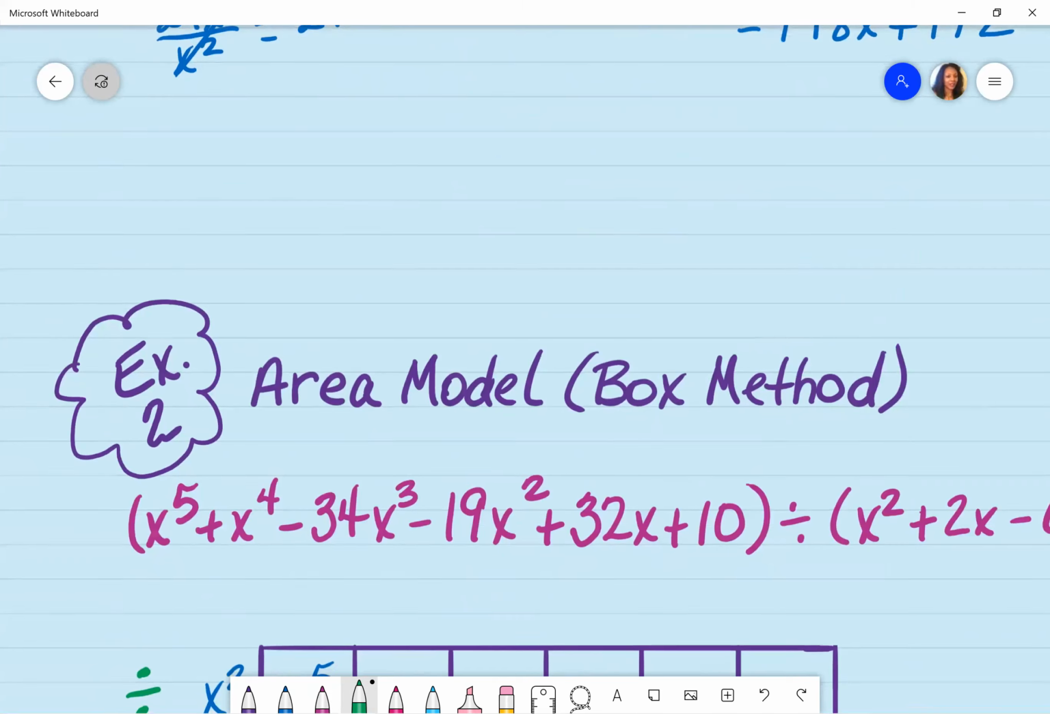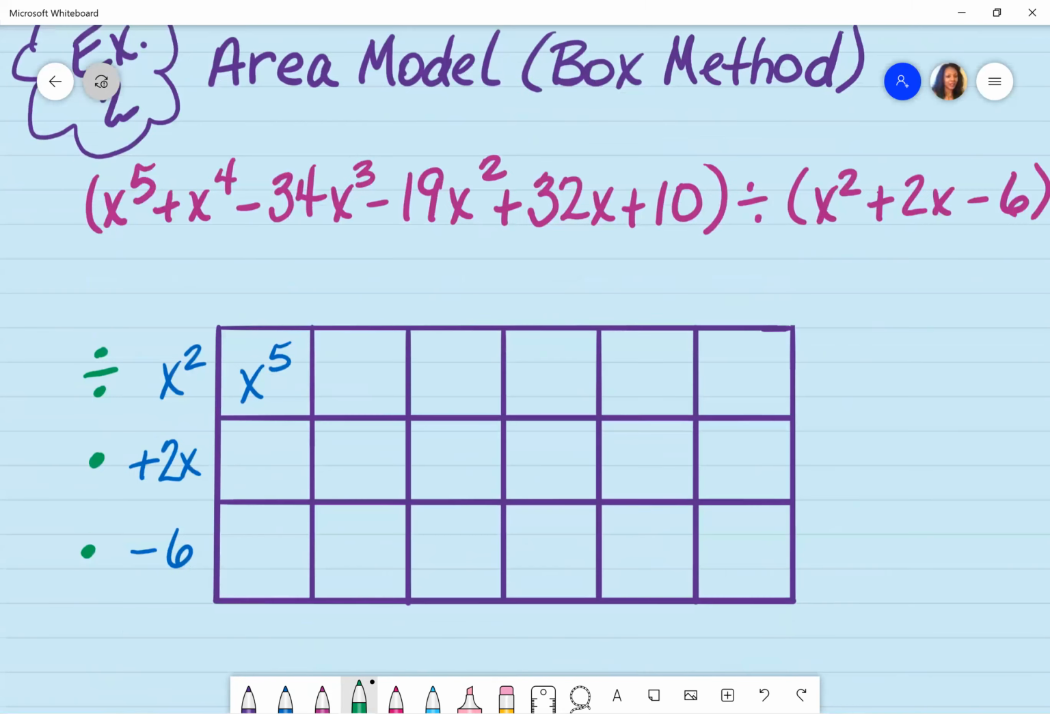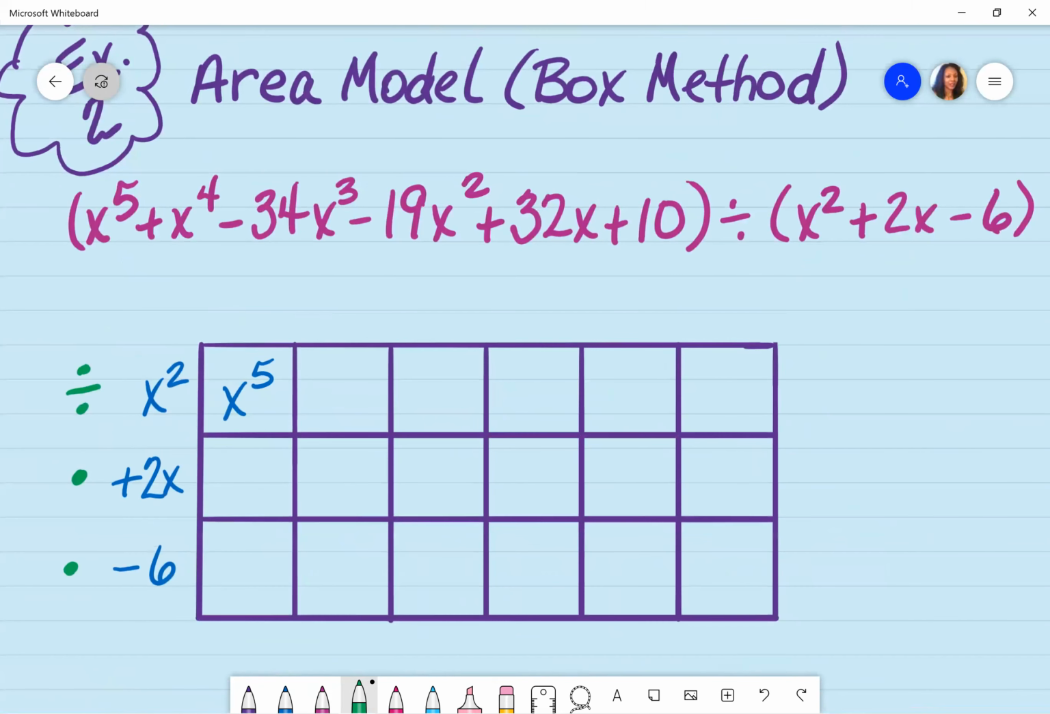So we already know that part of my quotient is going to be x cubed. So I'm going to take this x cubed and now multiply it times 2x and put that answer there. So 2x times x cubed is positive 2x to the 4th.